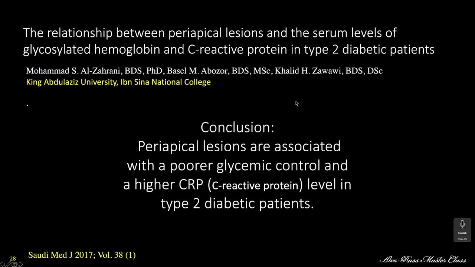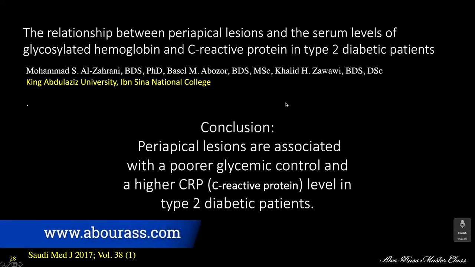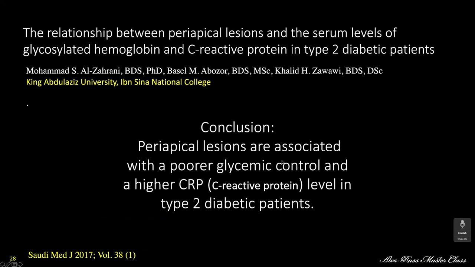Now, here we have a very important medical dental study. And that is the incidence of apical periodontitis in patients who are diabetic. The conclusion, periapical lesions are associated with poor glycemic control. So when you have AP, it's difficult to control diabetes. We found this conclusion before in periodontics.